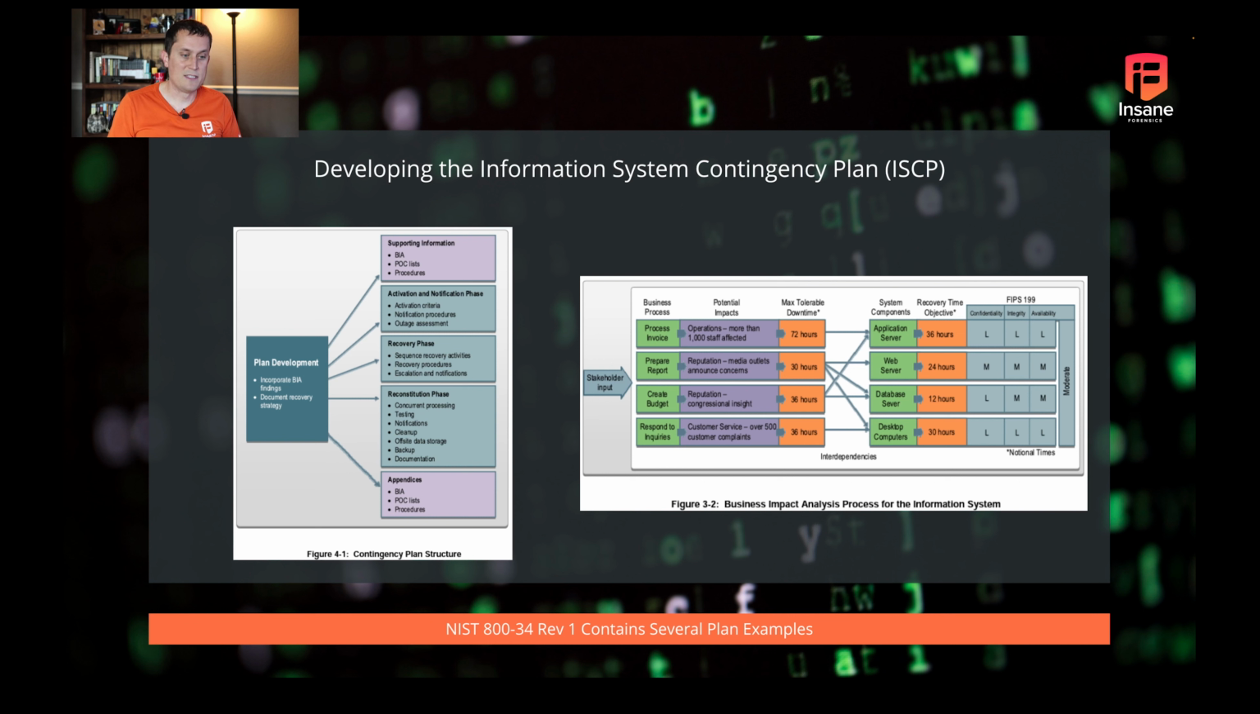As you develop the plan, you'll bring in supporting information like the business impact analysis. What the business impact analysis is, we dropped a figure they had in the NIST publication on the right there. What it is, you break down business processes. So that's the green box entirely on the left of that. You then say, hey, here's the potential impacts tied to that operation.